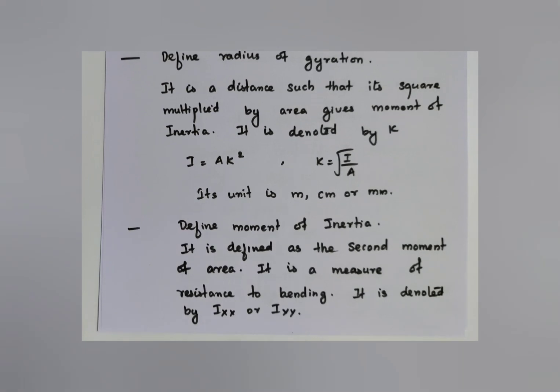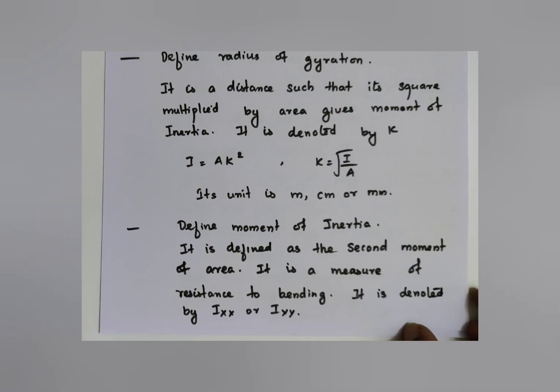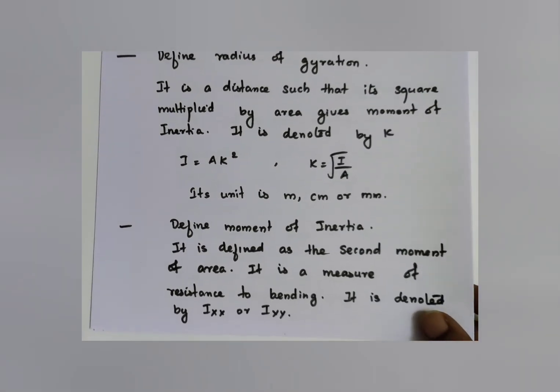So now the next definition is moment of inertia. So radius of gyration is distance such that square multiplied by area gives moment of inertia. So you can define moment of inertia. It is the second moment of area, which is a measure of resistance to bending. It is denoted by Ixx or Iyy.